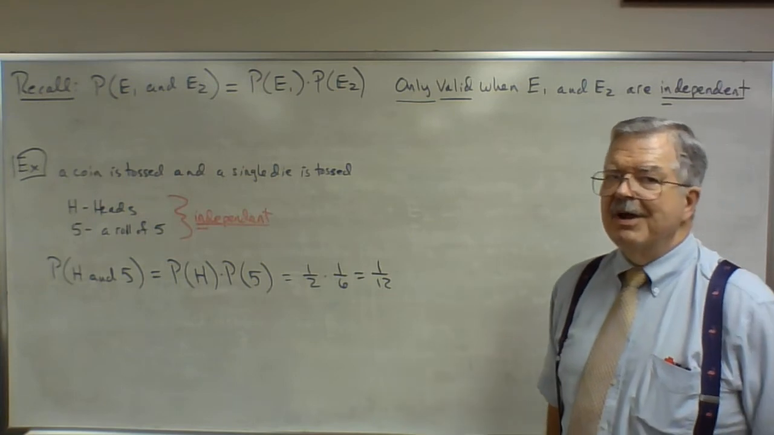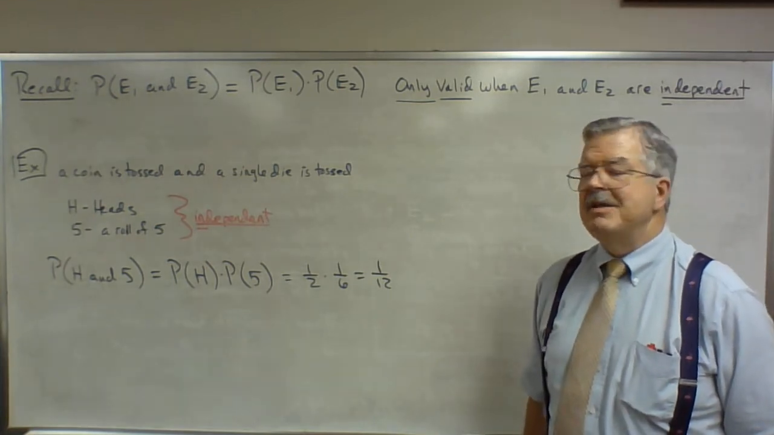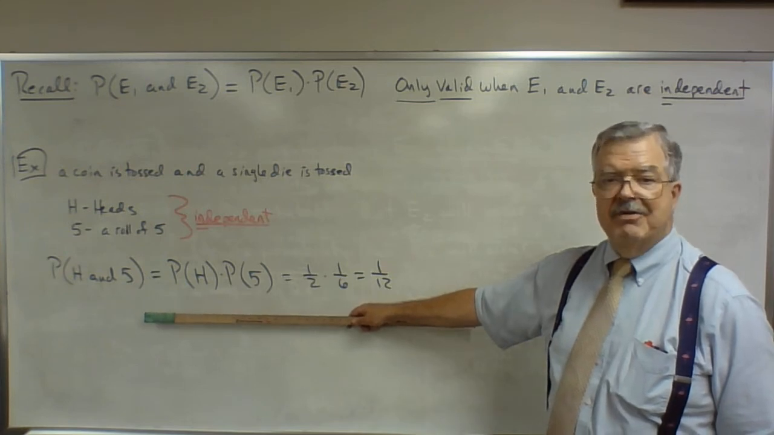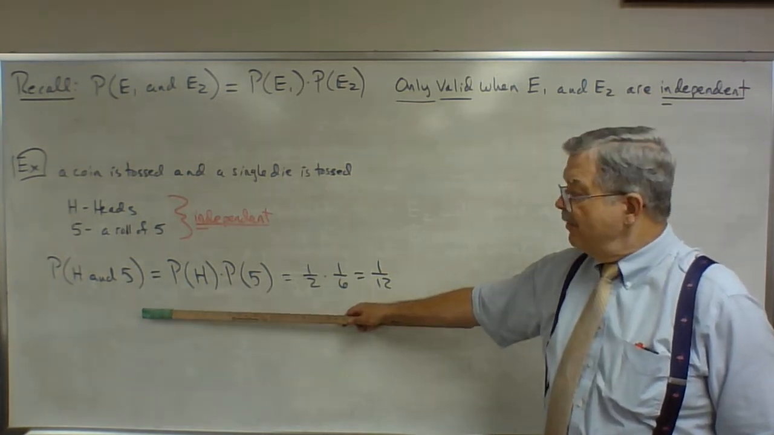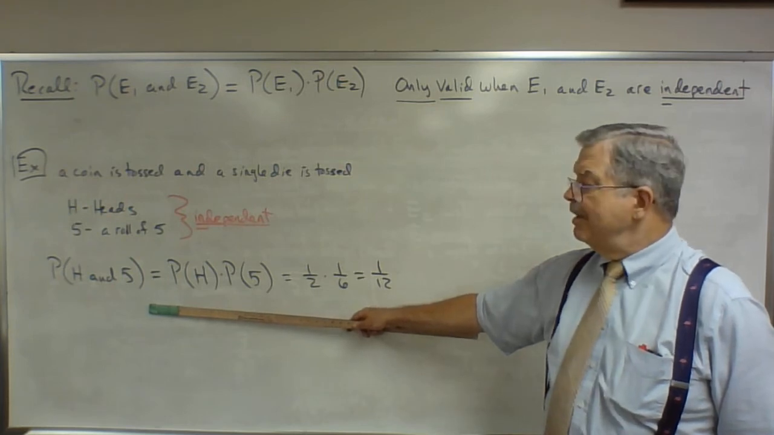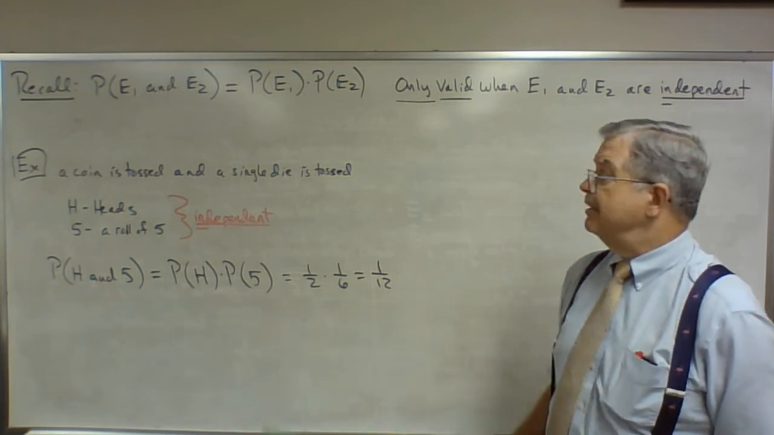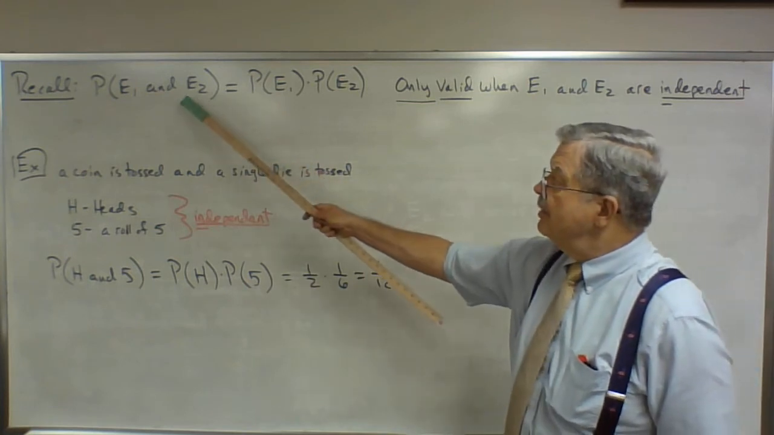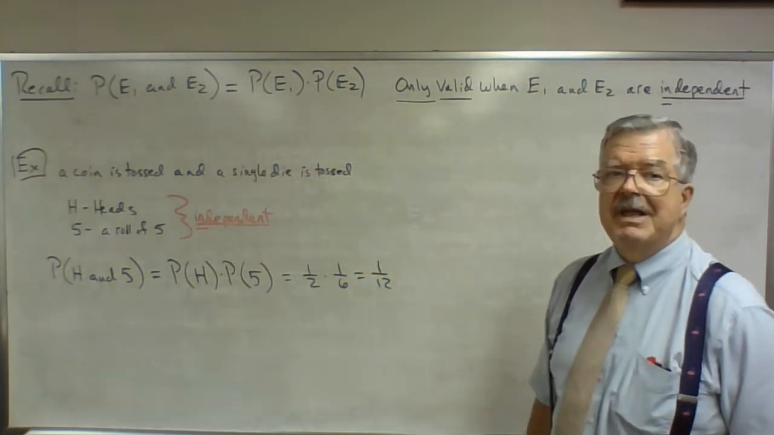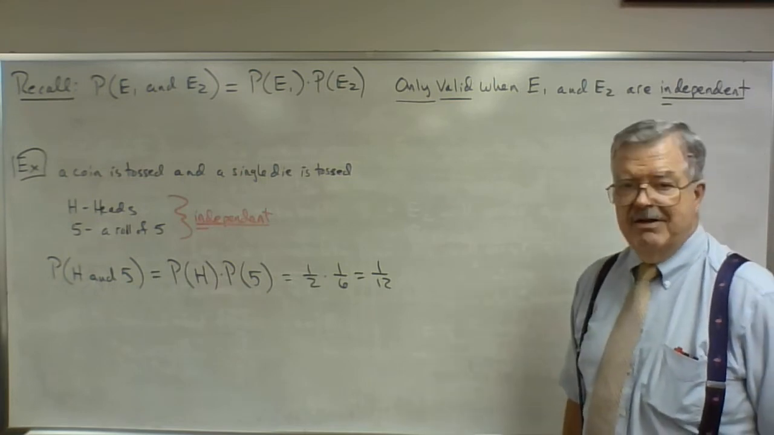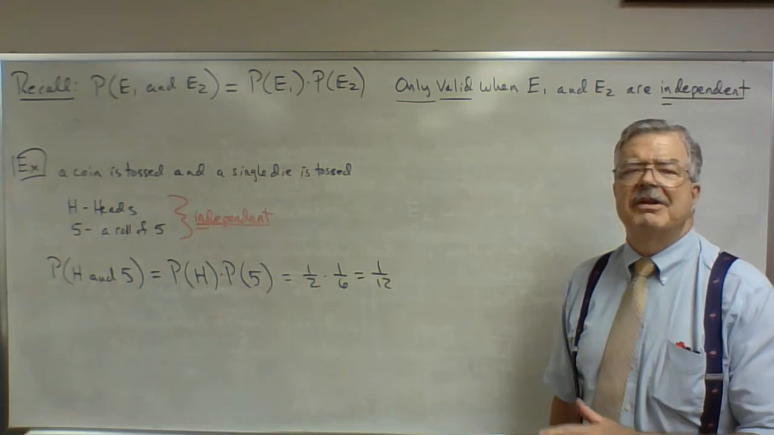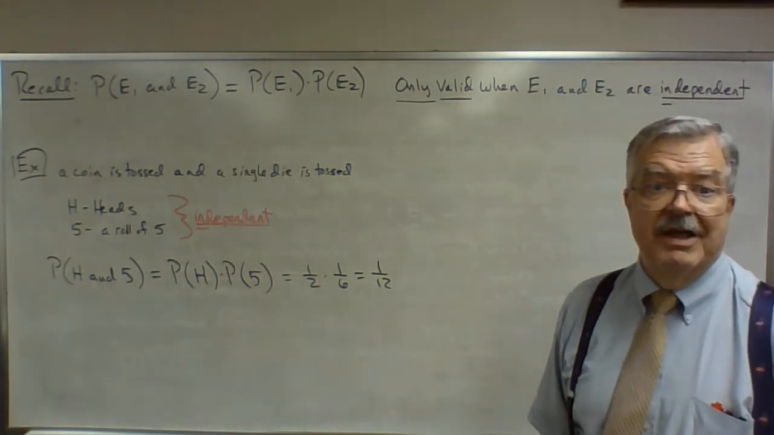But now that we're talking about independence and dependence, it's nice to go back and look at this in retrospect. This formula works, but only when the outcomes or events are independent. This formula works, but E1 and E2 have to be independent events. Let's do a retrospective of another example that we did in yesterday's lecture.